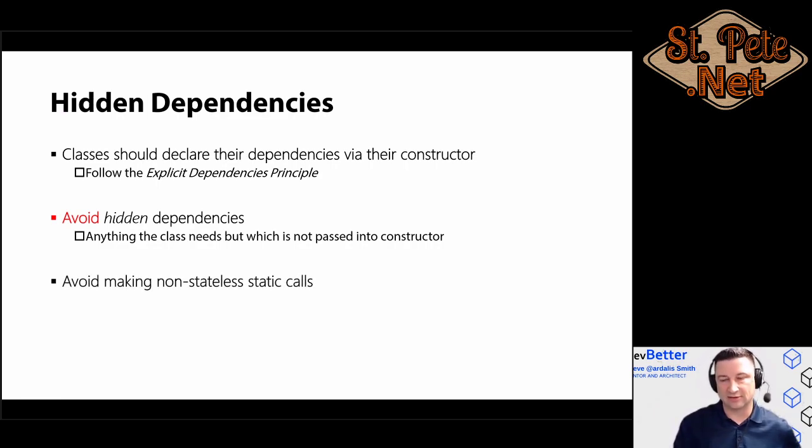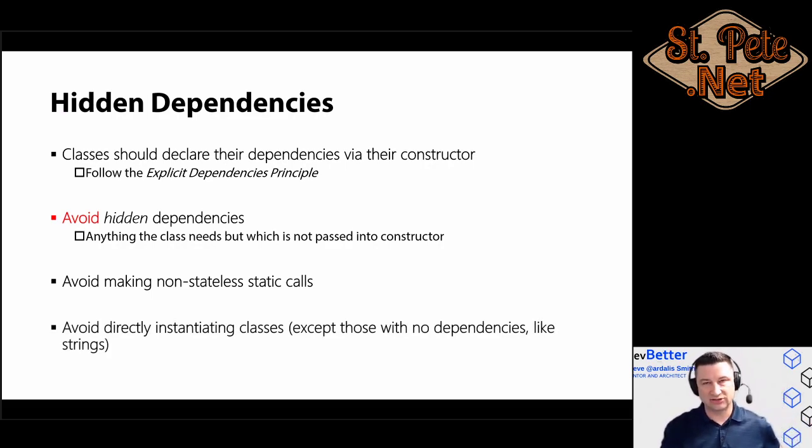If you avoid making non-stateless static calls, and avoid instantiating classes that have dependencies inside of these services, then you probably won't have any hidden dependencies, right? So if you have a class that doesn't talk to infrastructure, doesn't talk to a database or write to a file or any of that, and it doesn't instantiate anything else that does do those things, either through direct instantiation or by calling a static method, then that's fine, right? You have a stateless service, you can use that anywhere you want. It doesn't have any dependencies you need to worry about. It's the other kind that's going to make your system more coupled and more difficult to use or to test that you want to try and avoid.